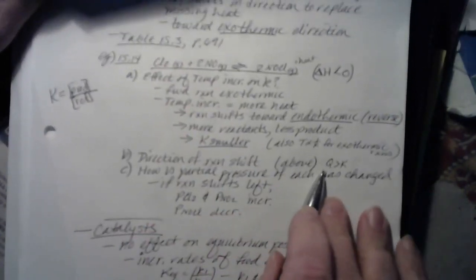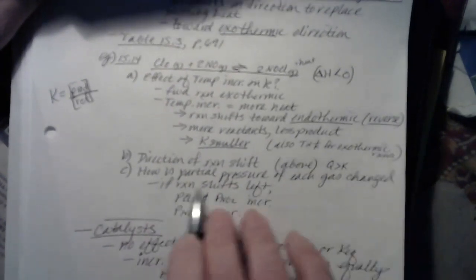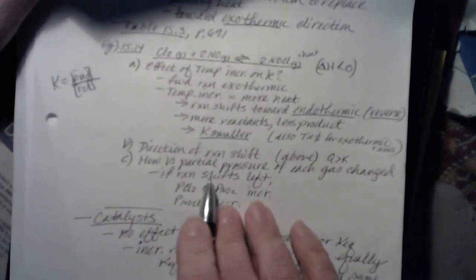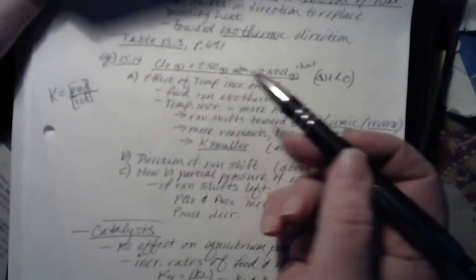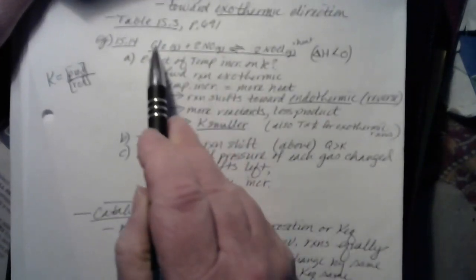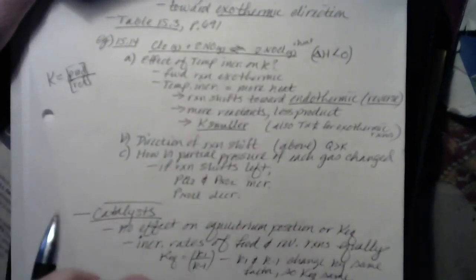All right, so the direction of the reaction shift. Above, what you've got is a situation where the reaction quotient is greater than K. And we already mentioned that the reaction is going to shift to the left. How does the partial pressure of each gas change? As I said, if the reaction shifts backwards, you're going to have more chlorine and more NO and less NOCl. So the partial pressure of chlorine and NO will go up, and the partial pressure of NOCl will go down.